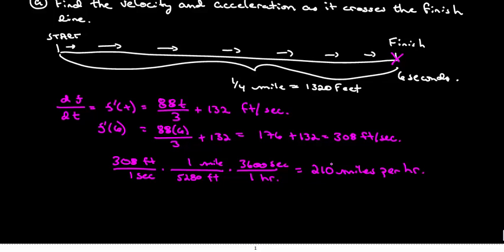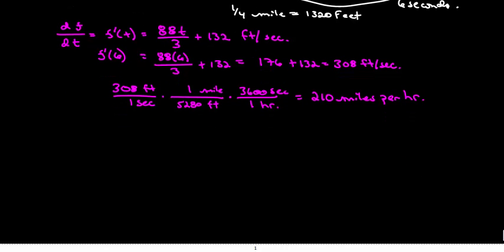Now that number you can picture. Okay, 308 feet per second doesn't really mean a whole lot to us, but 210 miles an hour should mean something to you. Okay, so that's how fast it's traveling. That's its velocity. Now let's go ahead and find its acceleration.